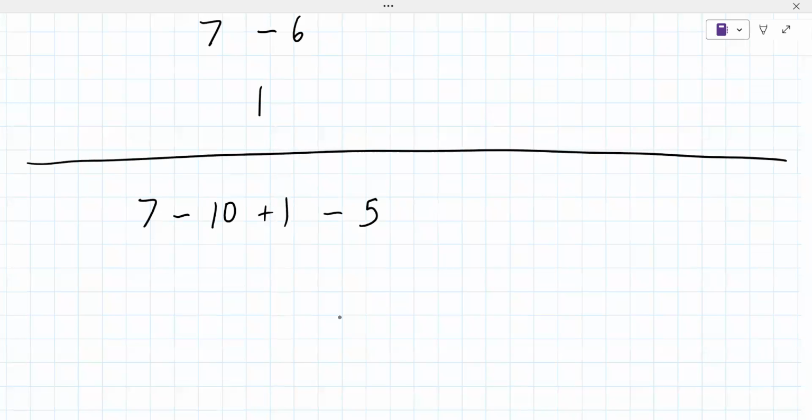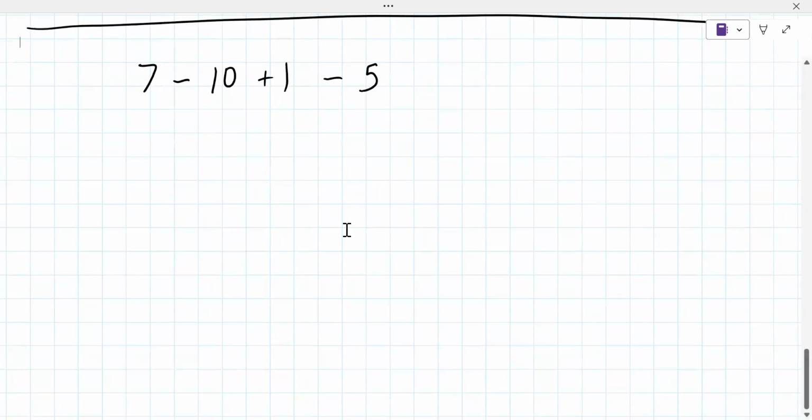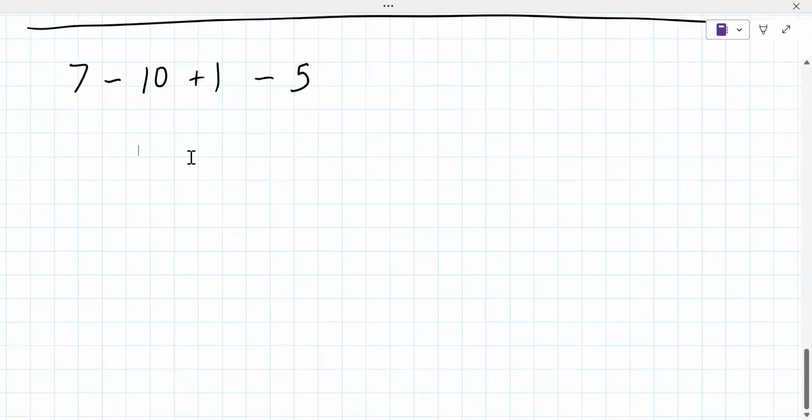Let's go 7 minus 10 plus 1 minus 5. So I'd like you to try this one here. I made it more difficult. You work it left to right though. Left to right. All right.